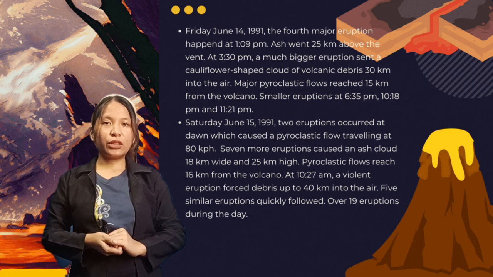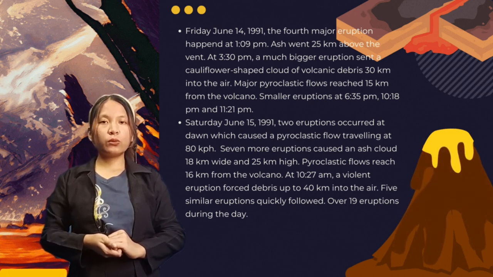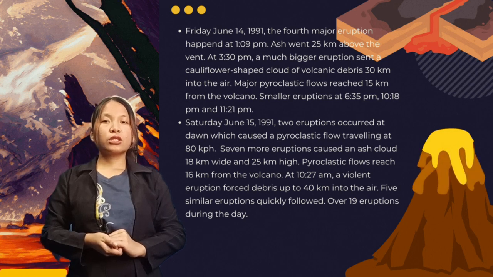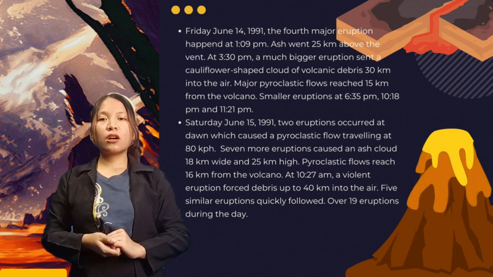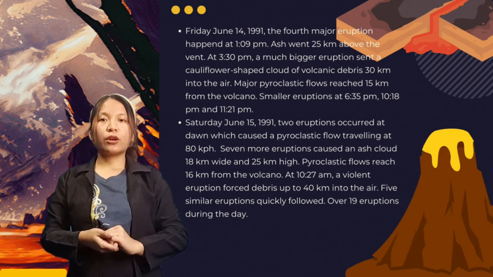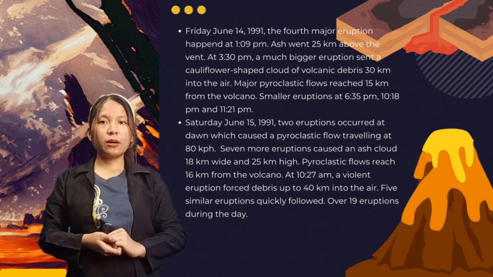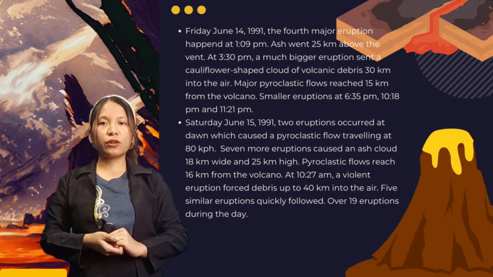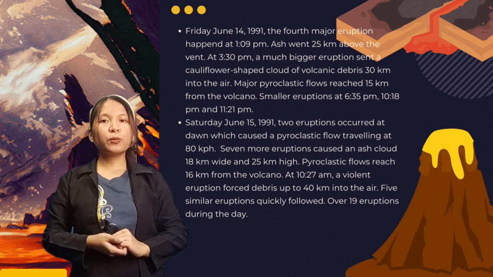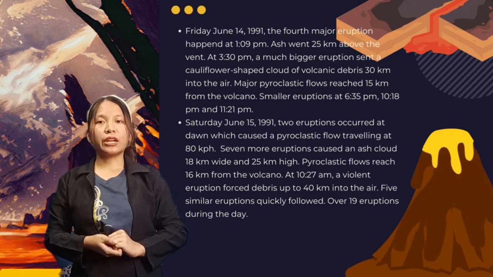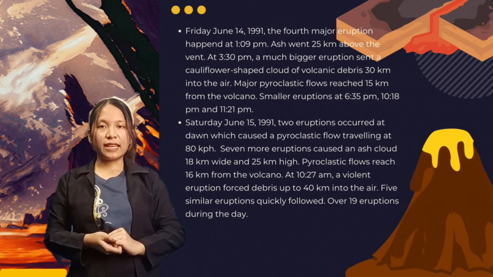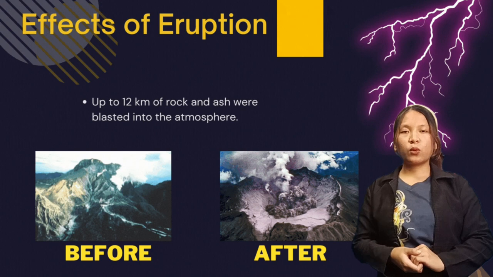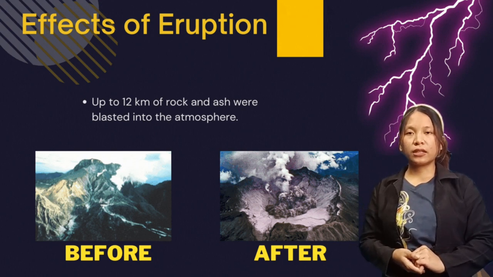Saturday, June 15, 1991. Two eruptions occurred which caused pyroclastic flows traveling at 80 km per hour. Seven more eruptions caused an ash cloud 18 km wide and 25 km high. Pyroclastic flows reached 16 km from the volcano. At 10:27 a.m., a violent eruption threw debris up to 40 km into the air. Five similar eruptions quickly followed, over 19 eruptions during the day. Effects of eruption: up to 12 km of rock and ash were blasted into the atmosphere.